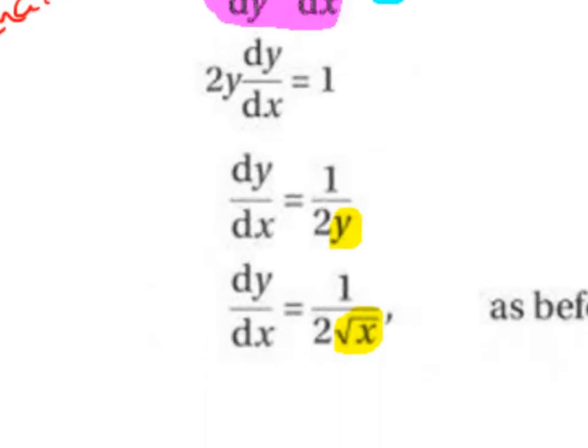Okay, so we want to get dy/dx on its own. We want to solve for dy/dx. So we need to bring the 2y over the equal sign, and it becomes 1 over 2y. So technically what you're doing here is dividing both sides by 2y. And what happens is the 2y on the left cancels, so you're just left with dy/dx, and you have 1 over 2y on the right hand side. So we have dy/dx equals 1 over 2y. But we know that y is equal to root x. So we end up with 1 over 2 root x.